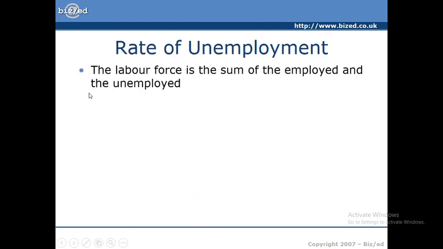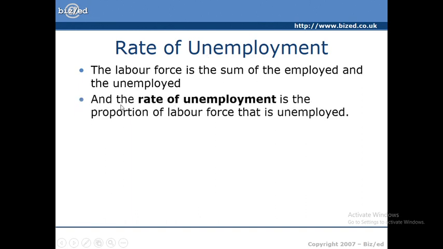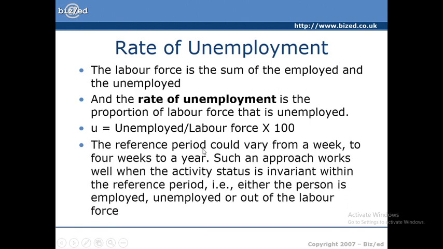We can say the labor force is the sum of the employed and unemployed people. So the rate of unemployment is the proportion of the labor force that is unemployed. Accordingly, u is equal to unemployed people divided by the labor force, which includes both employed and unemployed, times 100. You will get the rate of unemployment.